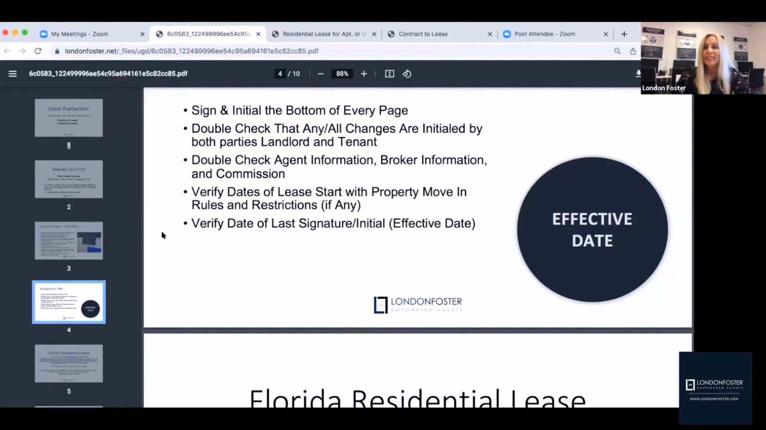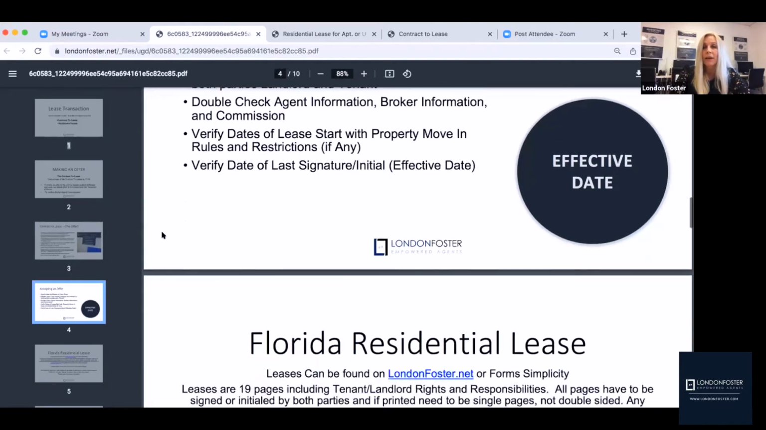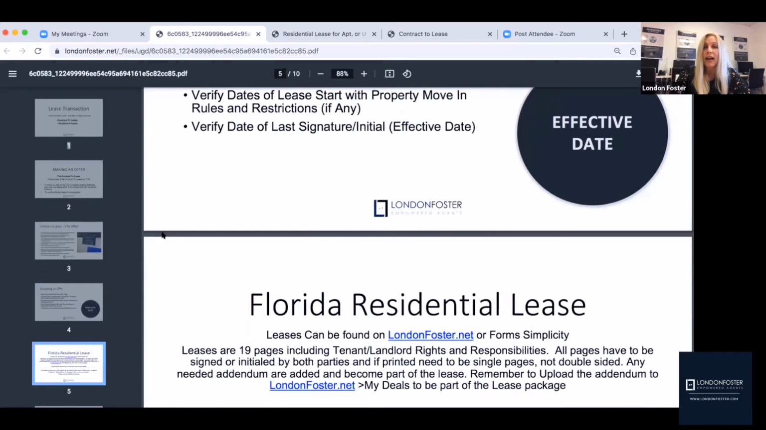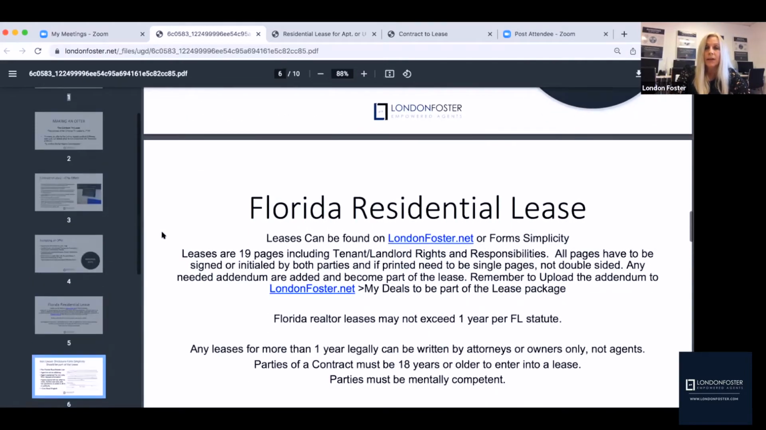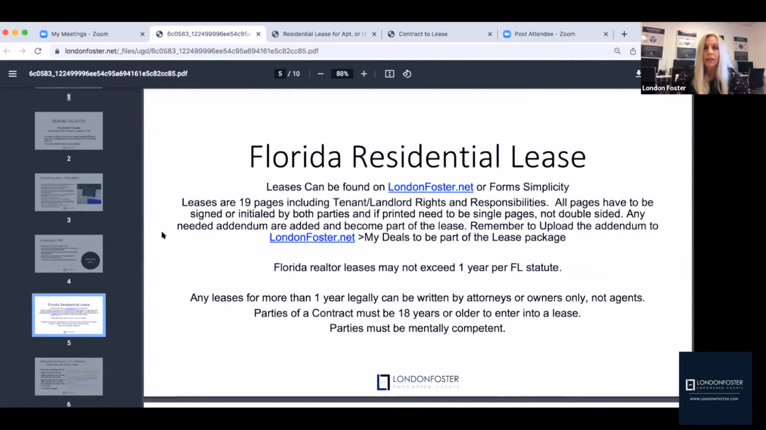Also verify the date of the last signature. Again, I mentioned if you have any changes, all those things need to be initialed. If you are using e-sign, it'll be dated, and also the timestamp will be on there. So you always want to make sure that that's the date, that's your effective date, the last signature or the last initial.